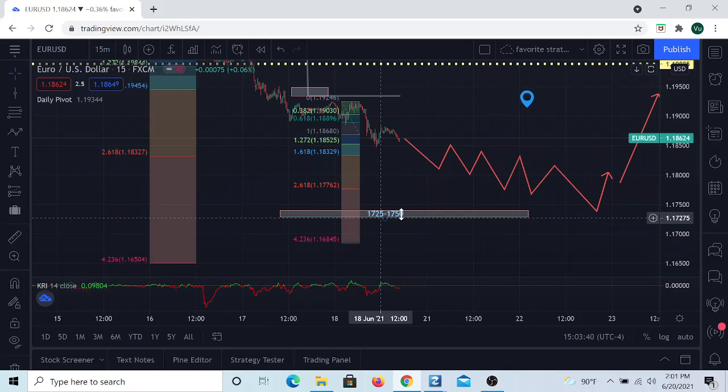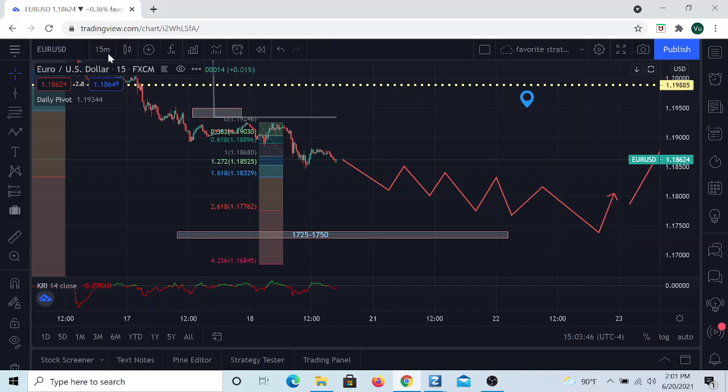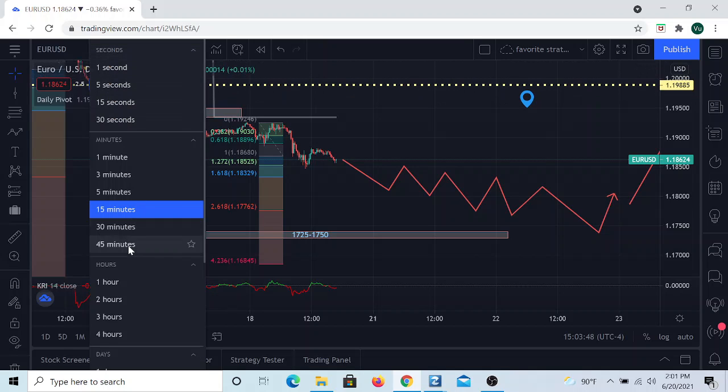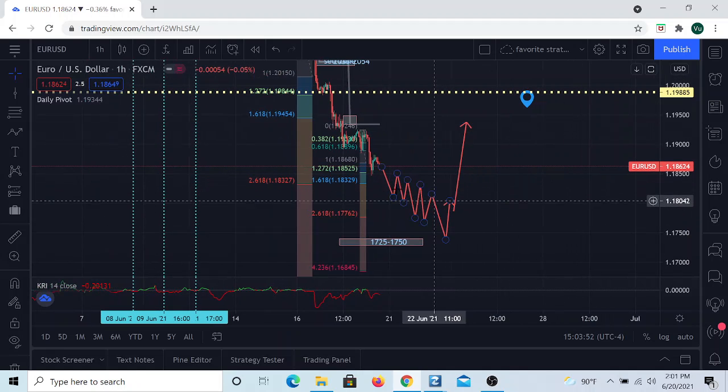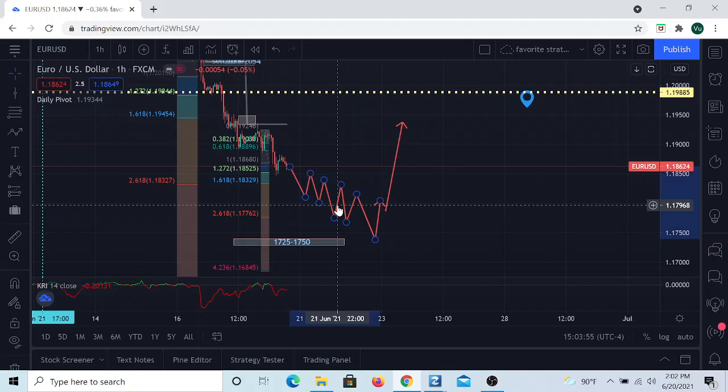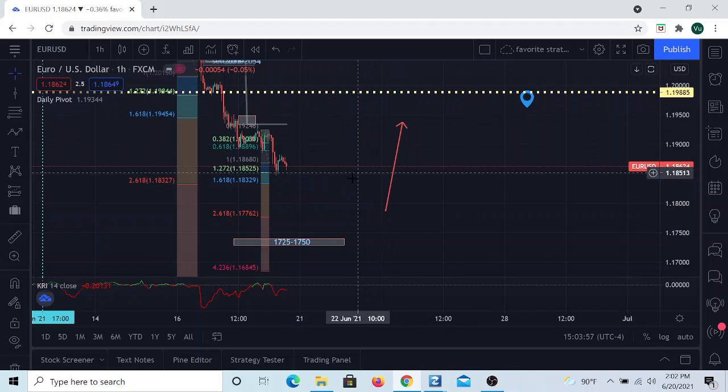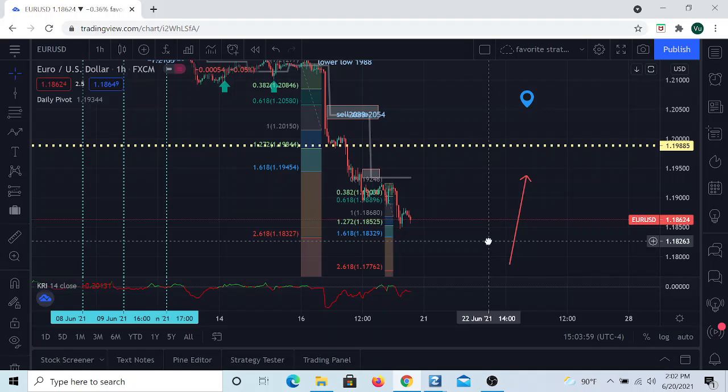Is it going to get down here? It's just how it gets down there that is very important. Make sure you watch for how it gets down there, because let me put on the 1 hour chart and tell you what I mean. Let me close this. I just want to show you what I mean by how it gets there.